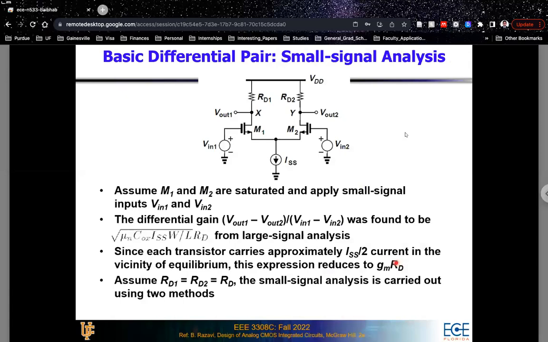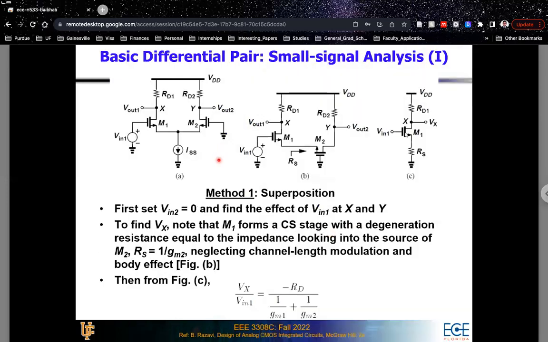What we want to discuss next is the small signal analysis of the basic differential pair. For the small signal analysis, we'll always assume that all the transistors are already saturated and biased in the perfect conditions. Once the DC biasing is established, we'll apply the small signal inputs V1 and V2. The differential gain, Vout1 minus Vout2 divided by V1 minus V2, was found to be GM times RD from the large signal analysis already. But we'll see that even through the small signal analysis, we'll have the same differential gain.